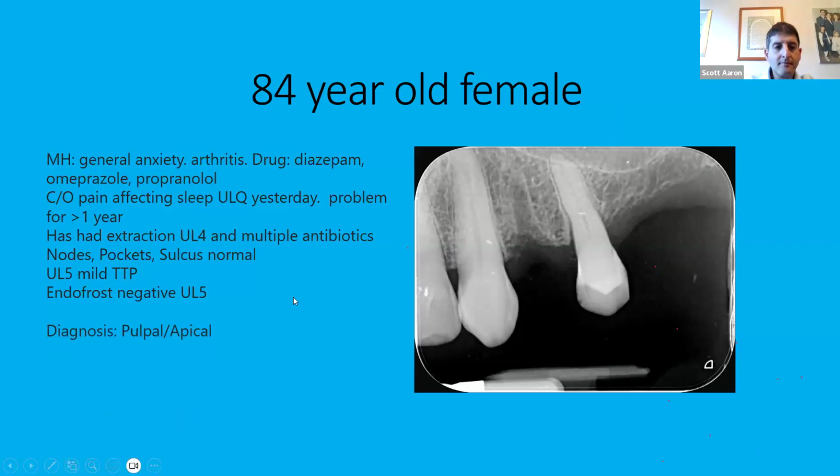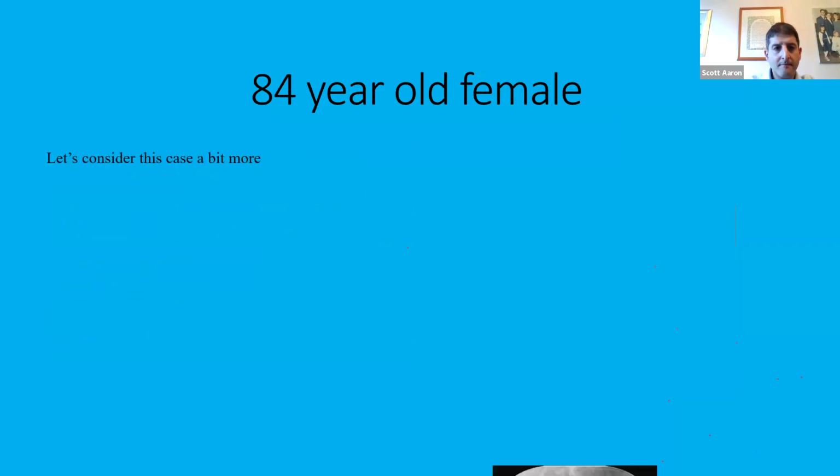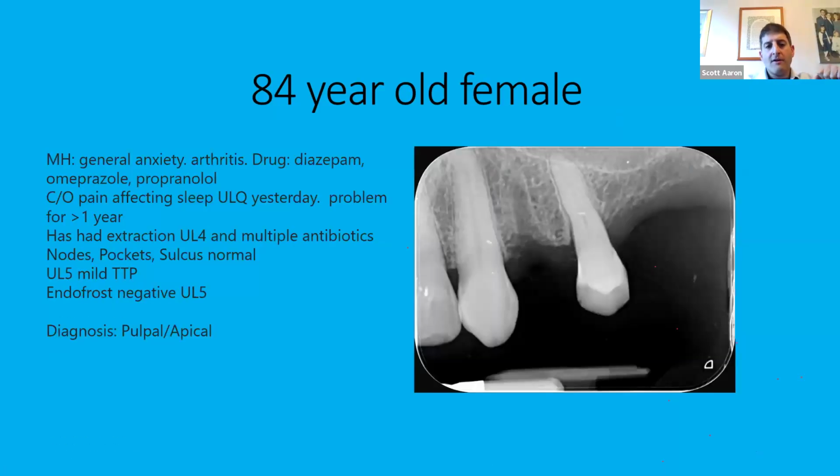So my diagnosis, we've got to have a pulpal diagnosis, and we've got to have an apical diagnosis. What have we got here? So we've got Endofrost negative. That could be because she's old and the pulp is miles away from the surface. We've got no obvious caries. We've got no deep pockets, but it is slightly TTP. Are we in the sinus? Don't know. Let's carry on.